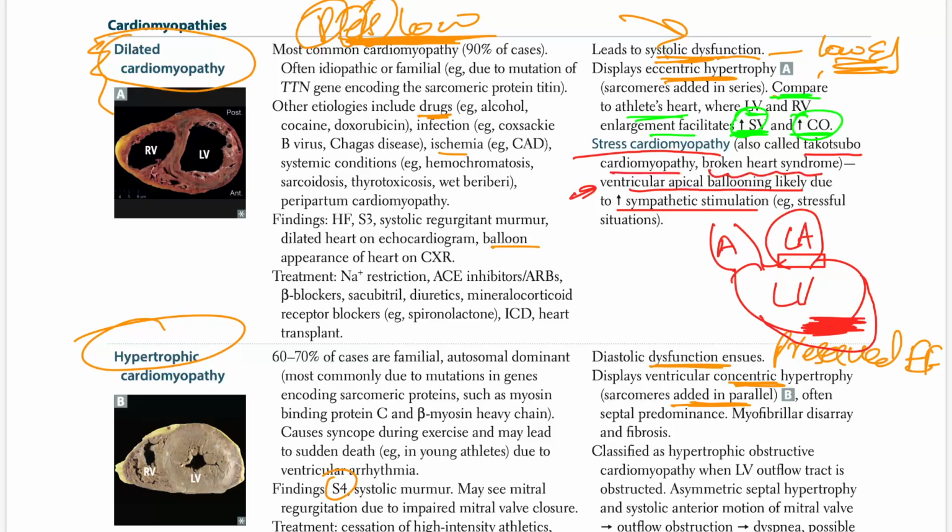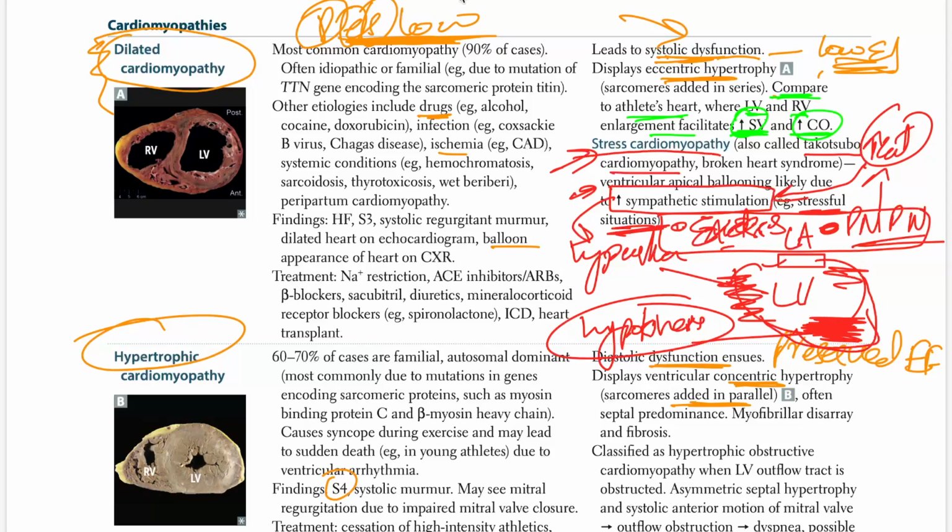everything else. There will be contraction of it, but in the apical, it's called hypokinesis. You will see hypokinesis in the apical area, and that is due to the fact that you have increase in sympathetic stimulation. The apical will balloon out, and there will be no contraction there, hypokinesis, and that will be seen in stress cardiomyopathy, like a stressful condition. So that is what we have.